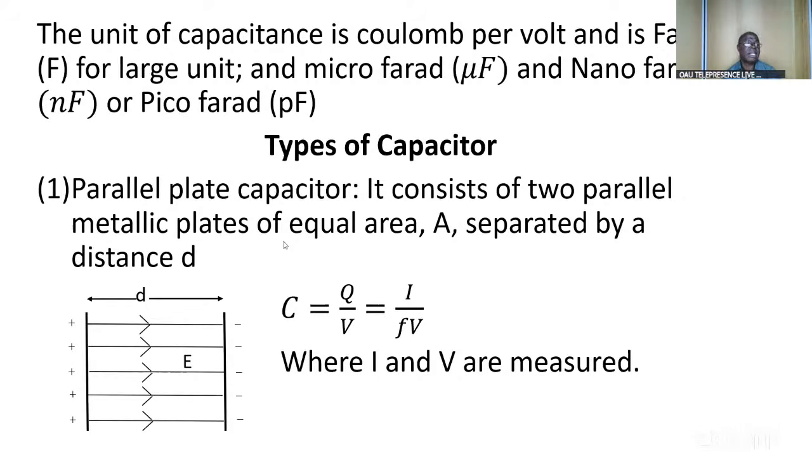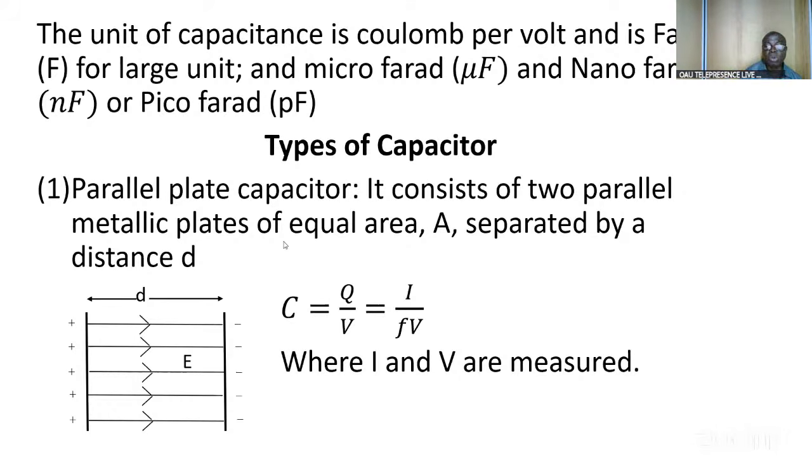We call it farad, and it is usually written with a capital F. When they say 10 farad, you know it's a very large unit. But you can also have microfarad, and that is the symbol of it. You can have nanofarad, and you can have picofarad. Nano is 10 raised to power minus 9, and pico is 10 raised to minus 12. So it can be as small as that. The charge on a given capacitance can be as low as pico.